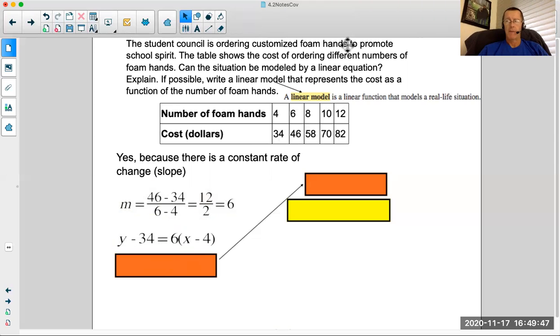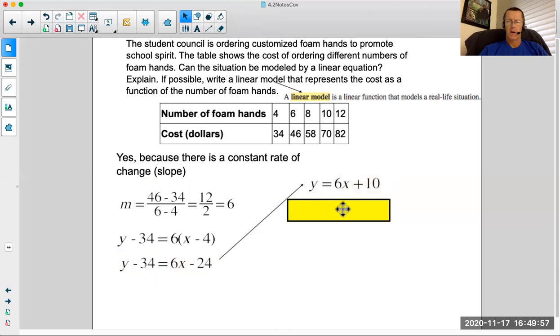All right, and we have to put this in what linear model is a linear function. Linear function means slope-intercept form, y equals mx plus b. So hopefully you distributed and then added 34, and you get y equals 6x plus 10. So if we wanted to write it as a linear model, the cost of n number of foam hands, if you used x and y, or g of x or whatever, it's totally fine.